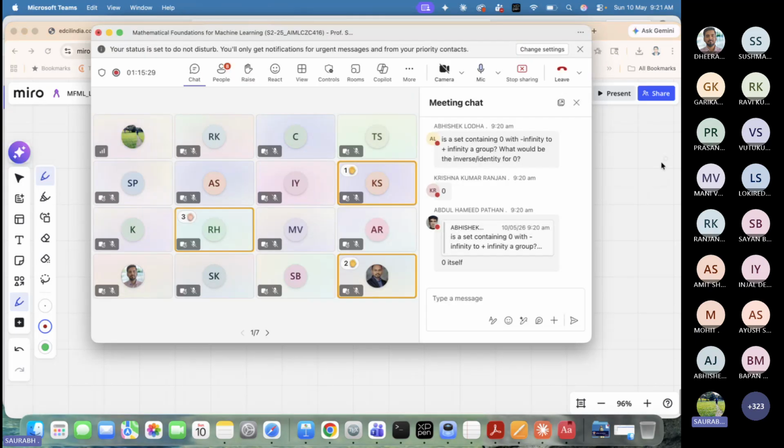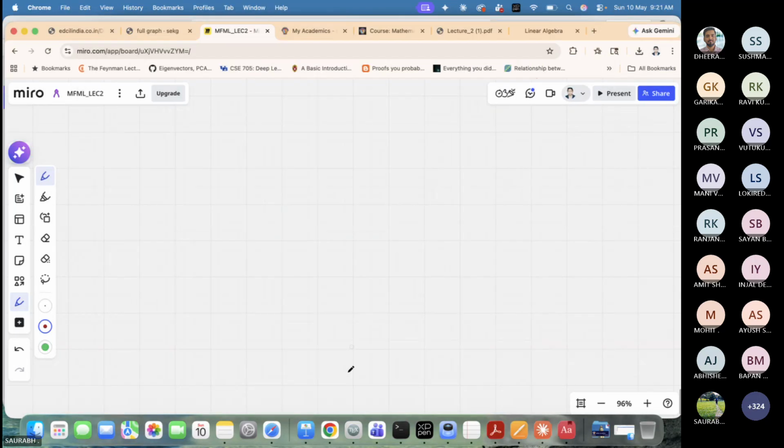Whoever raised their hand first, I think Vivek Kumar, go ahead. Yes, sir. In the previous example, I have one doubt: how do we define the space? We are saying that the previous example is not a vector space. Can you go up a little bit?